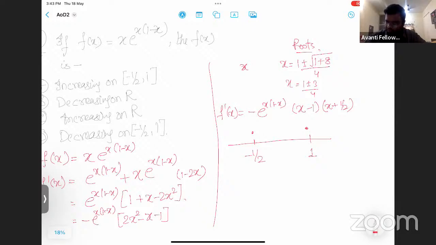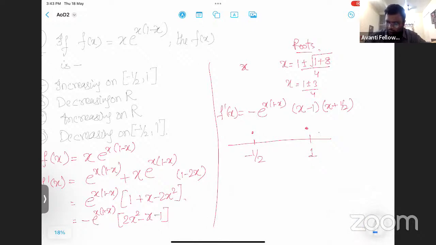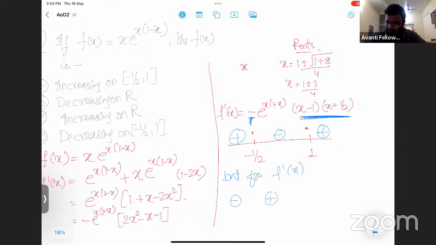the wavy curve method. We'll proceed with the wavy curve method, right? Here I'm talking about only these values, only the blue underlined part. This will be plus, this will be minus, this will be plus. But for f dash x, we have a minus already multiplied now, so these signs will change. So this will be minus, this will be plus, and this will be minus again, and this is for f dash x.